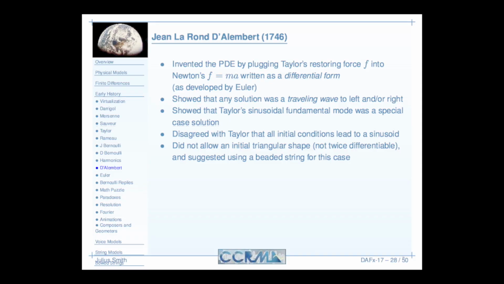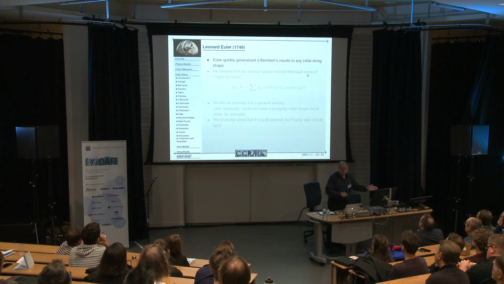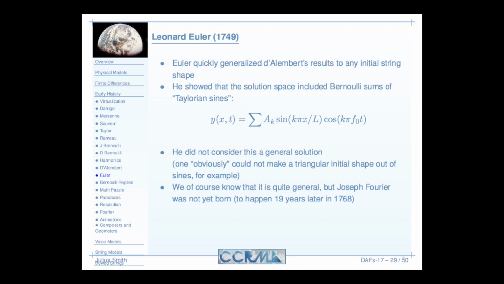He showed many more solutions. But he didn't think you could do a triangular shape, so he didn't think he had them all. The normal pluck shape, he didn't see how to do. Now Euler jumped in, saw this was a hot topic, and quickly generalized his results to any initial shape. He also allowed non-differentiable connections: piecewise continuous, piecewise differentiable functions.